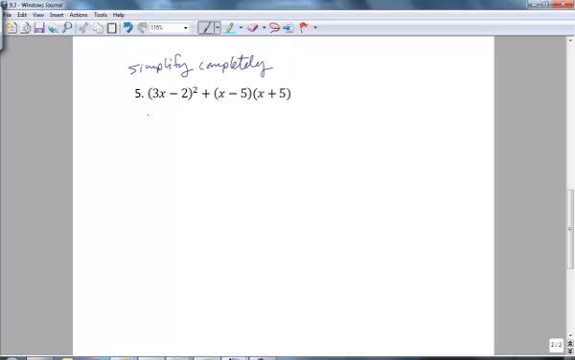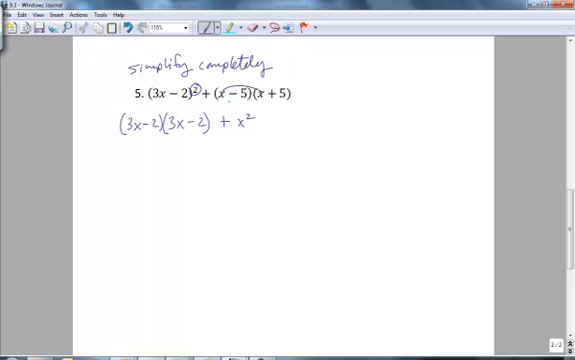The first term here, we're going to have to expand and FOIL because we're squaring a binomial. So it's going to be 3x minus 2 times 3x minus 2. For here on the right, we can just go ahead and FOIL right away. X times x is x squared.